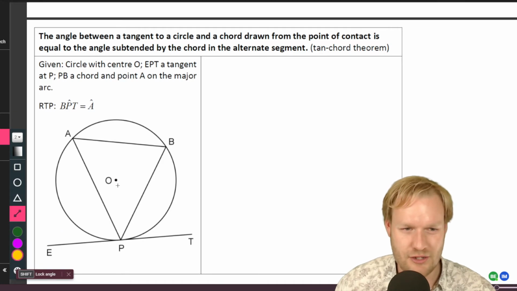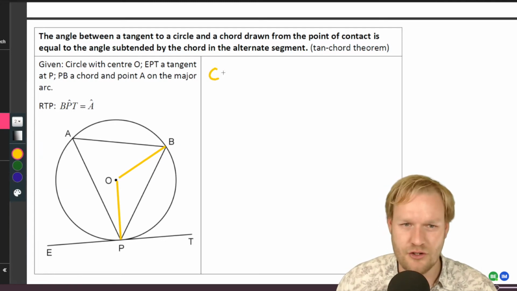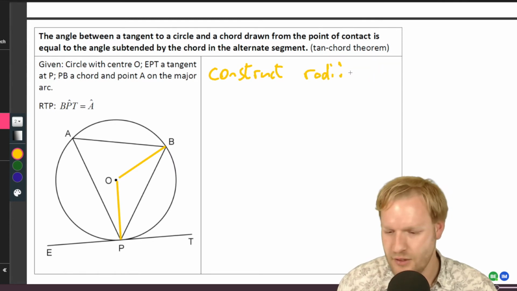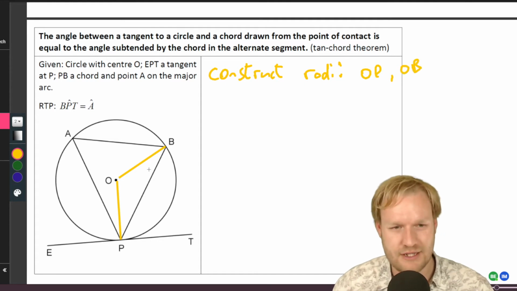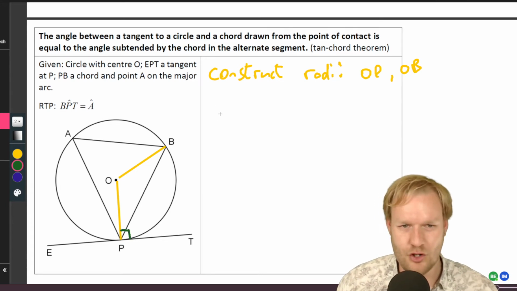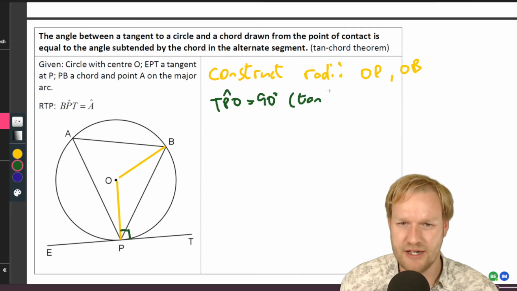So our construction, I said, was let's draw ourselves a couple of radii. And that's our only construction for this, so let's go ahead and pop it down here. Construct radii OP and OB. Excellent, we've got them there. Now, we're going to let something equal x. Well, actually, I'm just going to put down that this whole thing here is 90 degrees. So TPO equals 90 degrees, reason, tan rad.